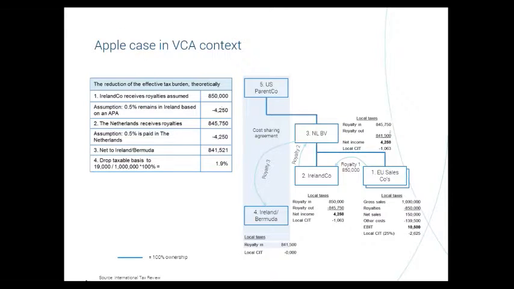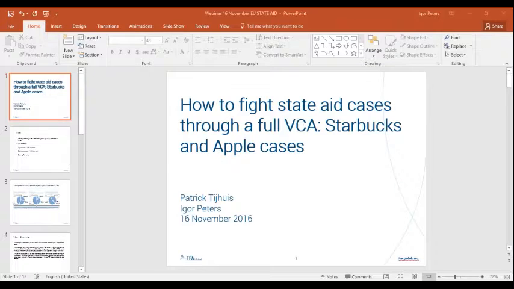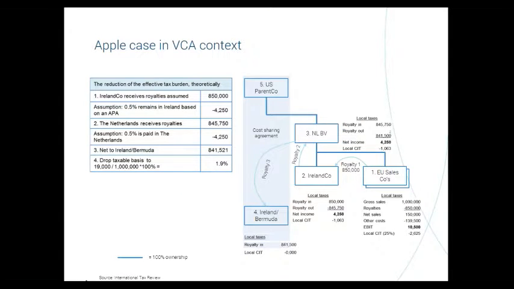So if we go further to the Apple case on the next slide, this is the structure that had been implemented. Basically, there were two companies in which Apple was doing business, and that was sales and operations. Apple Sales International was the one that took most of the profit away from the European operations, and at the same time they were shifting profits to Bermuda, because there had taken place a shift of residency from Ireland to Bermuda.